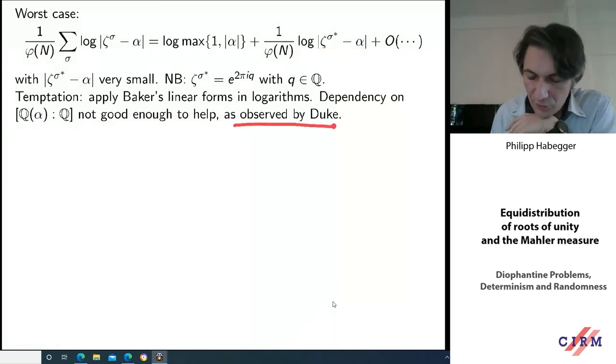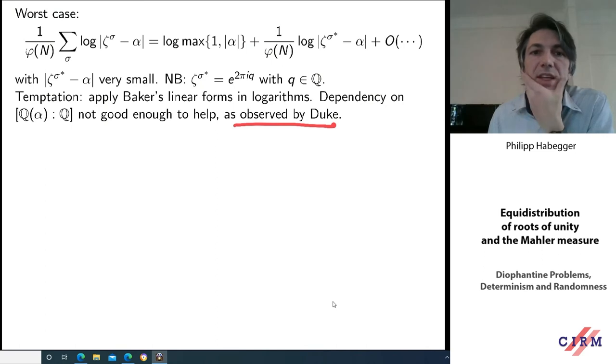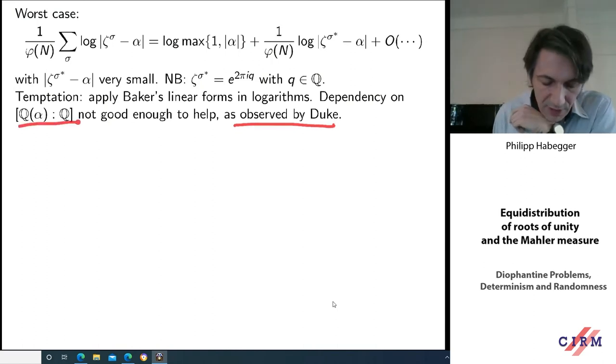But this was already observed by Duke in his work in 2007: even the current versions of the state of the art of Baker's results, even the two variable results, have a dependency on the field of definition of alpha that is not good enough to get a result here.